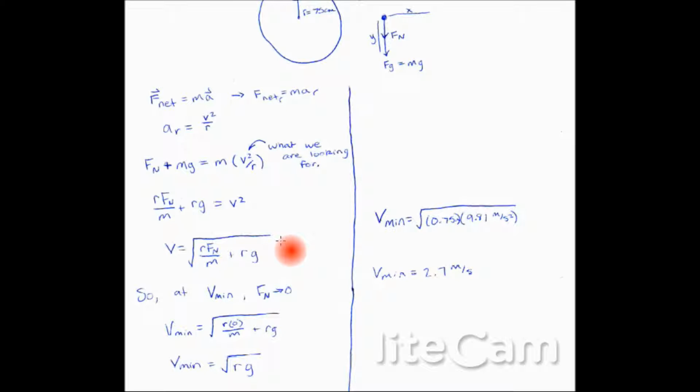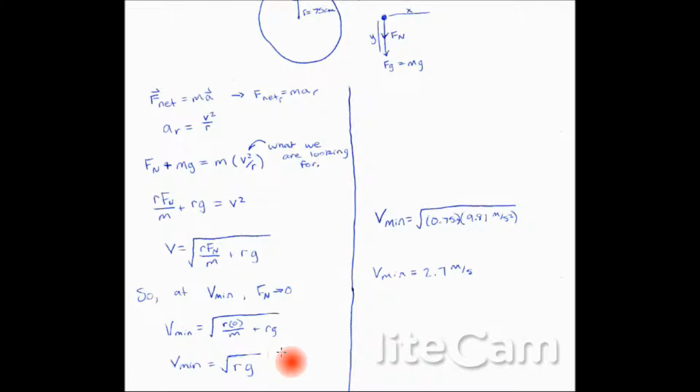So as you can see, we are looking for the minimum speed, and at that minimum speed our normal force is going to 0. So we put Vmin is equal to the square root of our radius times 0, because our normal force is going to 0, divided by the mass, plus radius times gravity. So our first variable gets canceled out, and all we're left with is the square root of radius times gravity.